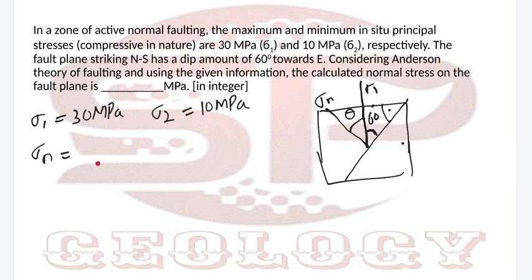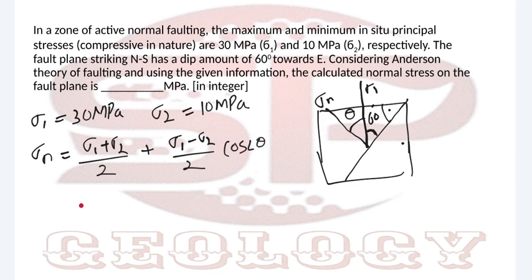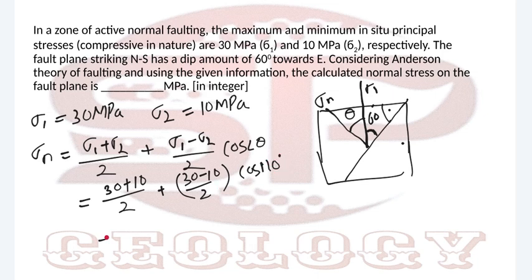So sigma n will be (sigma 1 plus sigma 2) divided by 2 plus (sigma 1 minus sigma 2) divided by 2 cos 2 theta. That is (30 plus 10) divided by 2 plus (30 minus 10) divided by 2 into cos 150 degrees. 20 plus, it will become minus, 5, so 15 MPa.